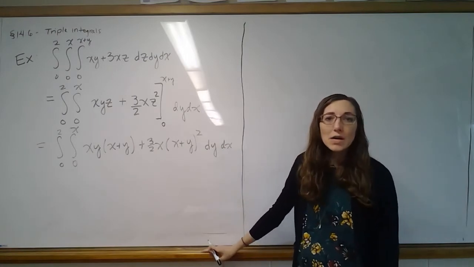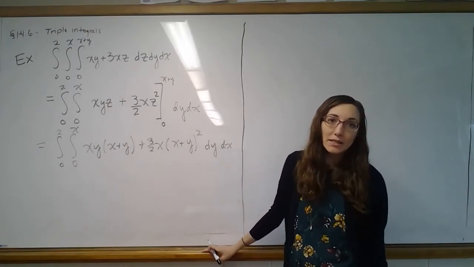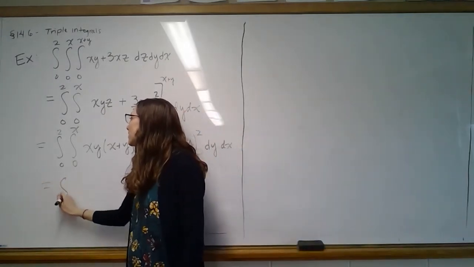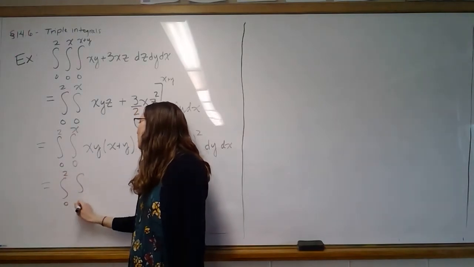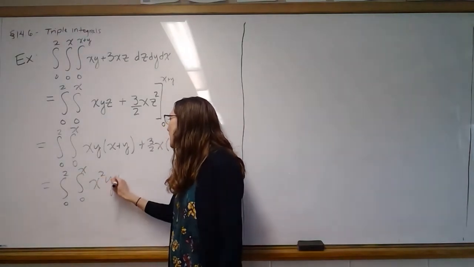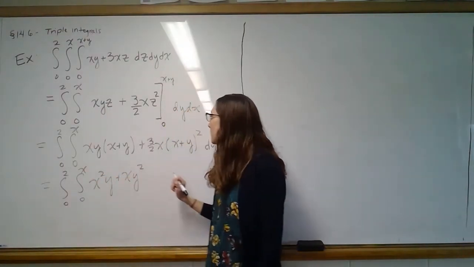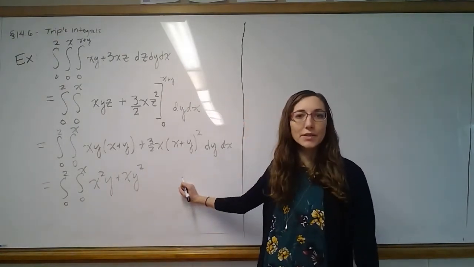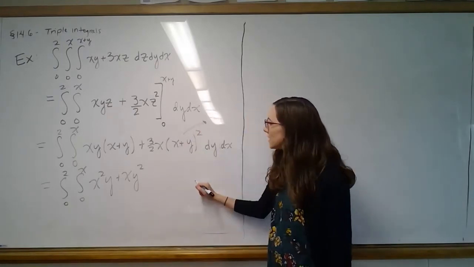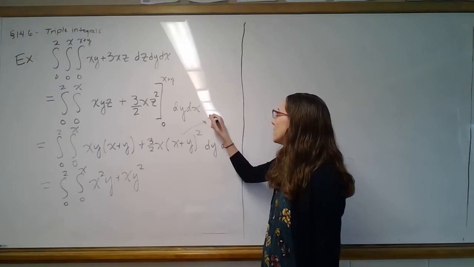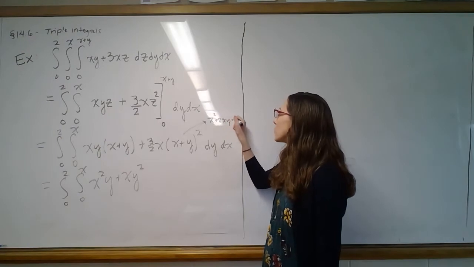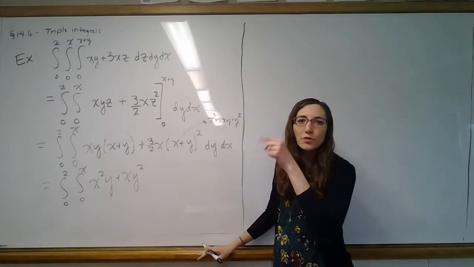Taking a look at this now, we need to simplify this algebraically in order to take the integral. So on the first piece, we need to distribute. So we'll have the integral from 0 to 2, the integral from 0 to x, we'll have x squared y plus xy squared. Here, we can write it in 2 steps, or we can try and be clever and write it all in one. So think about the idea that x plus y quantity squared is really x squared plus 2xy plus y squared, because we would distribute it out.